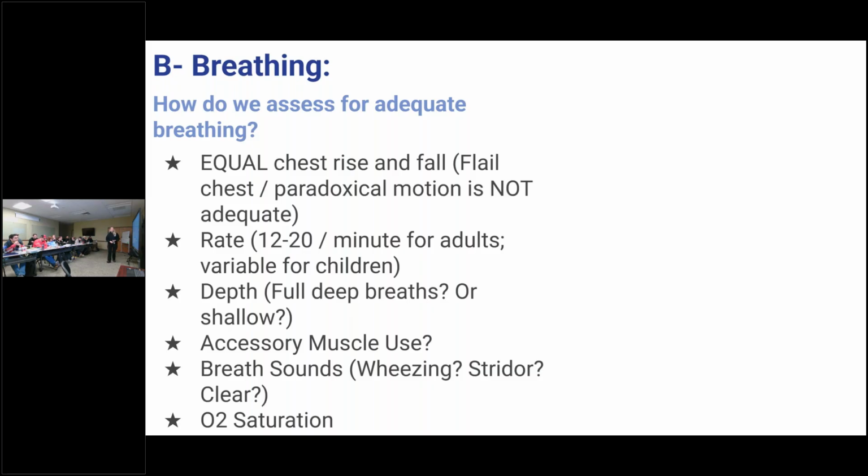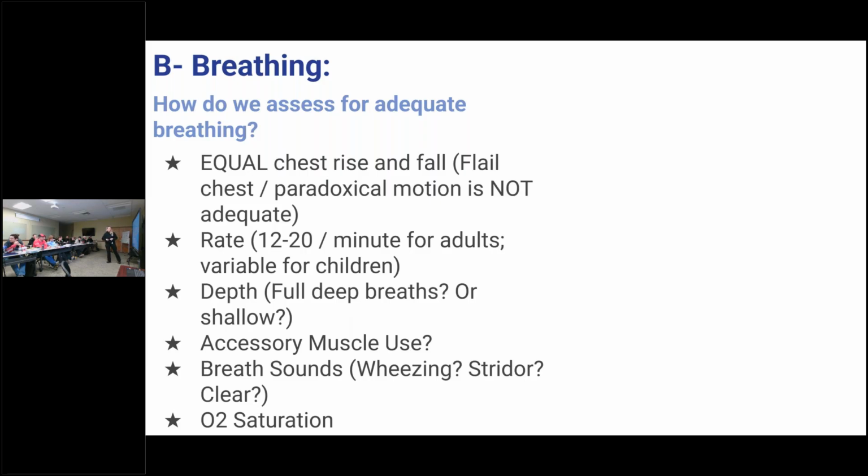We want to look for equal chest rise and fall. Flail chest and paradoxical motion is not adequate. Do we know what flail chest and paradoxical movement are? Okay. We want to look at their rate. What's the average rate for adults? 12 to 20. I can't tell you the pediatric ranges, so I don't have them memorized.